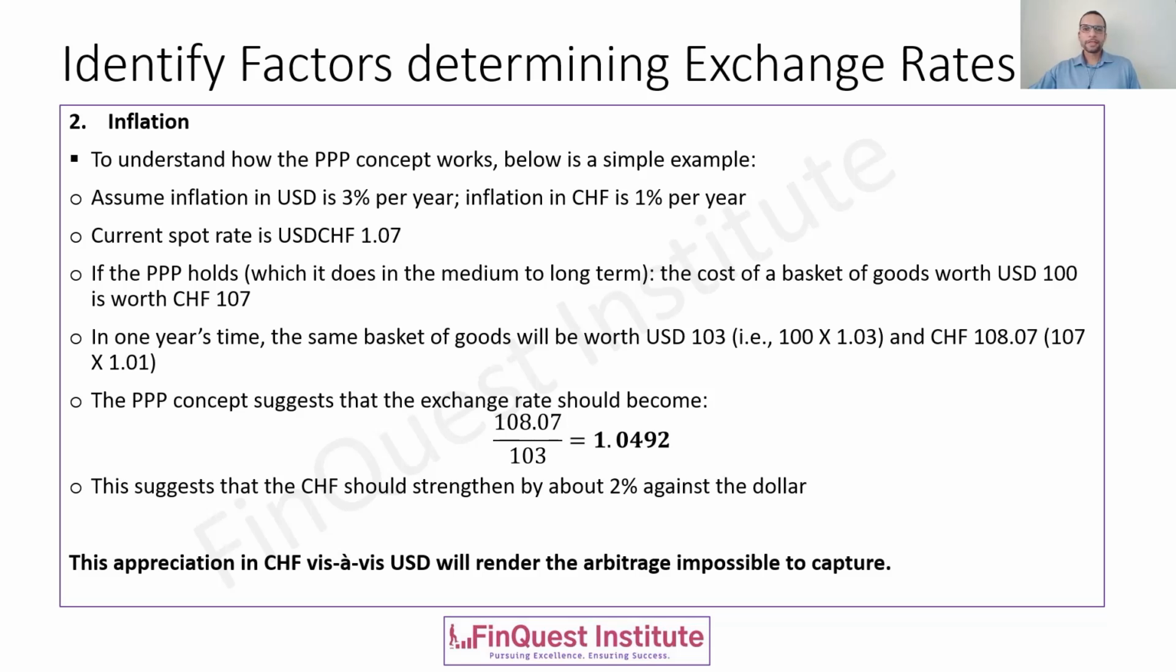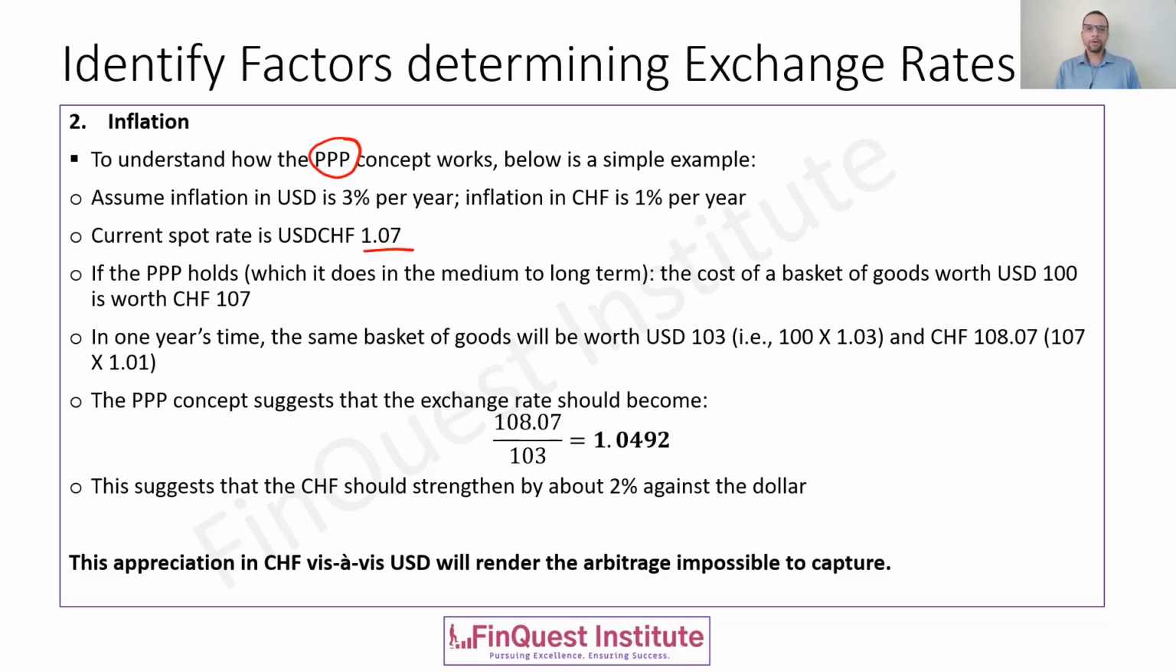Now that we have discussed the arbitraging idea, let's see one more example of how exactly an exchange rate is going to move based on a certain price level. This will help us further understand how purchasing power parity works. Assume that the inflation in the United States is 3% per year, and the inflation rate in Switzerland, where the Swiss franc is their currency, is 1% per year. Assume that the current spot rate is 1.07.